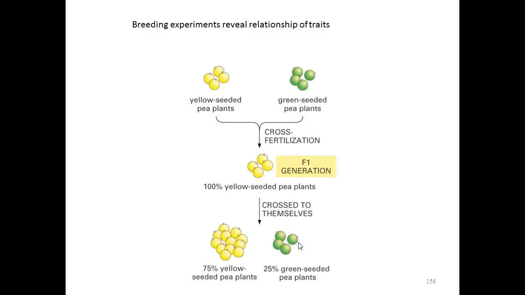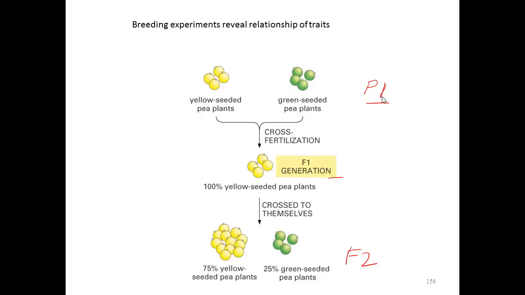So Mendel looked at particular types of breeding experiments. He only worked with pure breeding plants, which the first ones are referred to as the P1 generation. Then there's the F1 generation and the F2 generation.